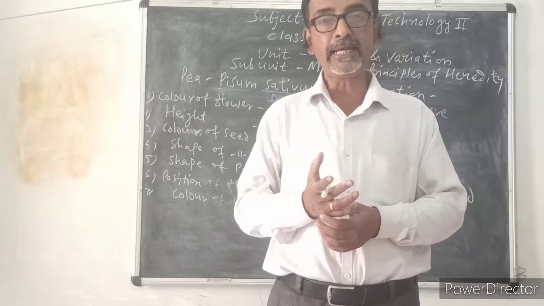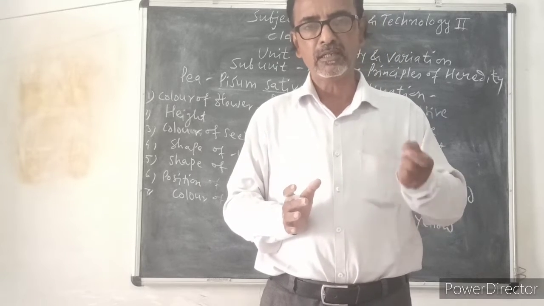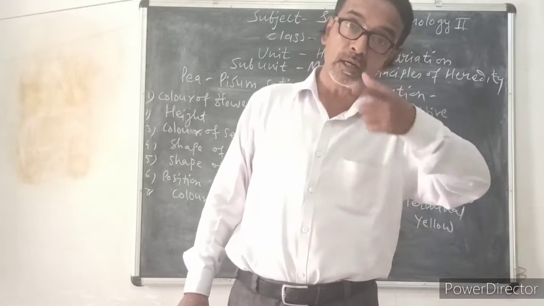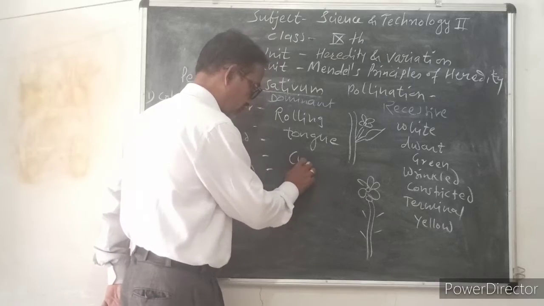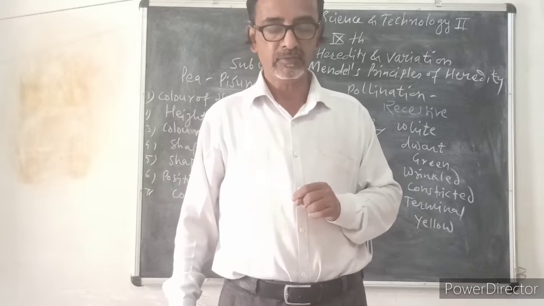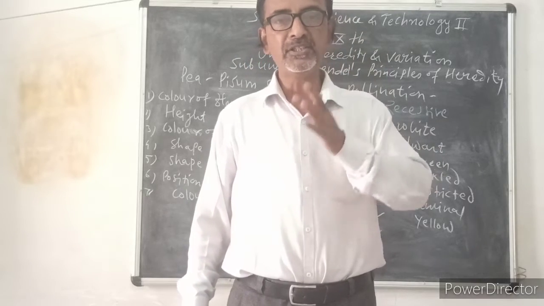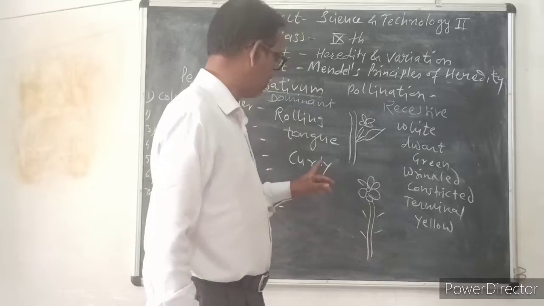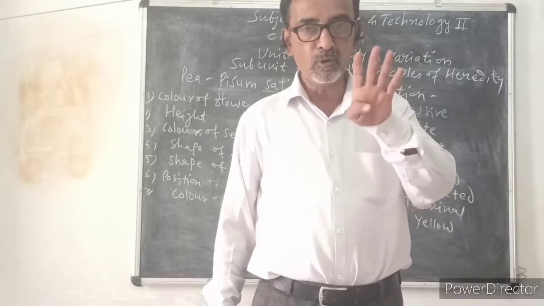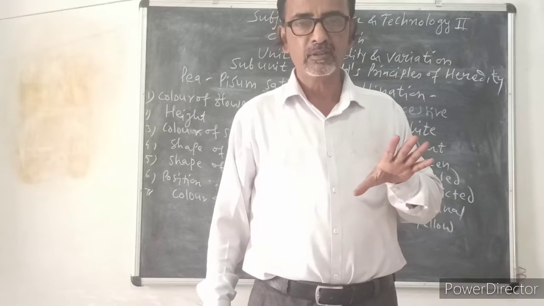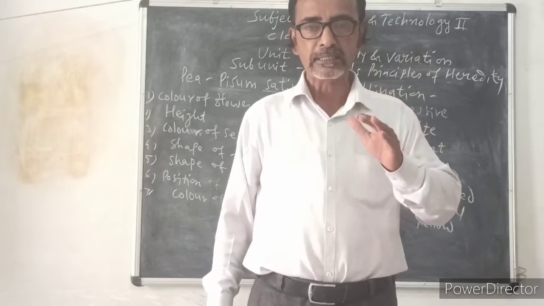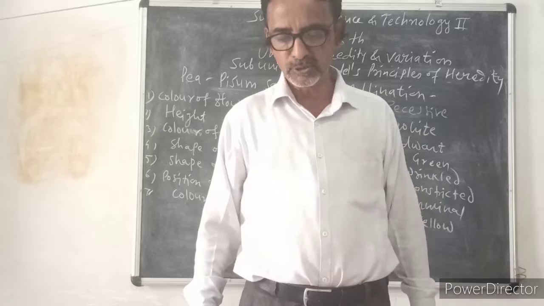Then black and curly hair. Generally Indians have black hair, but if it is black and also curly, that is called a dominant character. And if the hairs are brown and straight then it is called a recessive character. So these are some of the characters in human beings. In this, some are dominant characters and some are recessive characters.